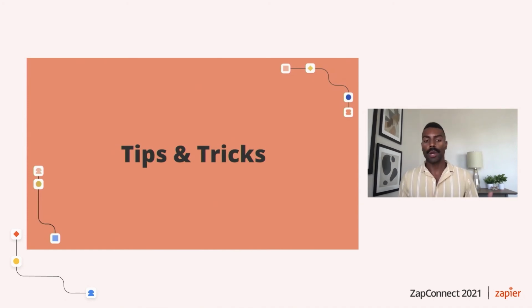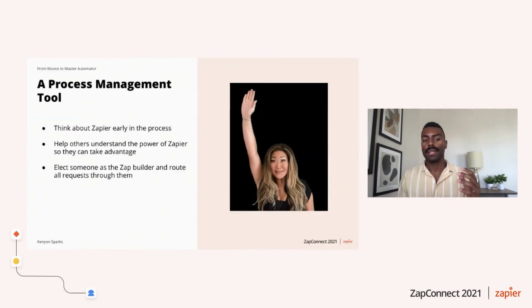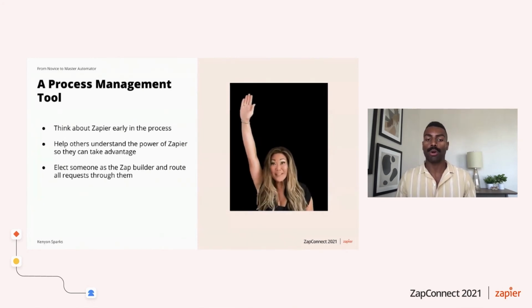Before we wrap up, I wanted to run through a few tips and tricks that might help you get building. Consider Zapier a key process management tool. As you think through processes, Zapier should come up early in those conversations. Get everyone on board and understand what they need to succeed. Help others understand the power of Zapier so they can take advantage of it as well.